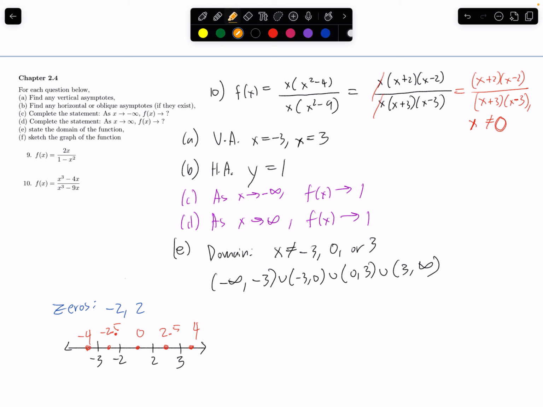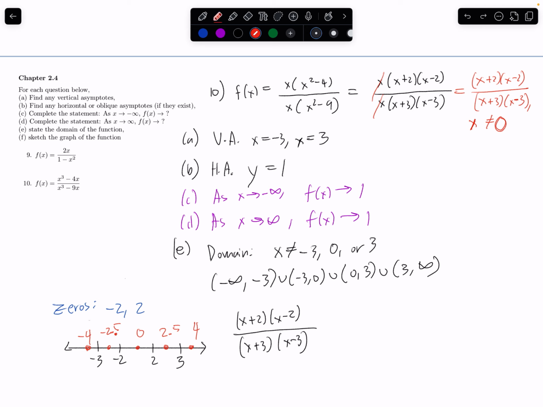And what am I testing? I'm testing this expression right here. So let's copy that expression. I'm just going to write it down again down here. This is x plus 2, x minus 2, x plus 3, and x minus 3. And all I care about right now is just positive or negatives, except for at 0. I do want to know what the value is at 0 because I want to plot that nicely.